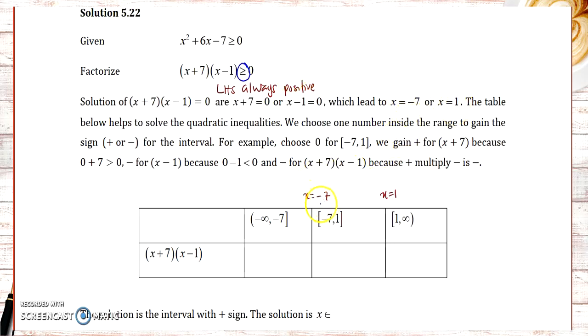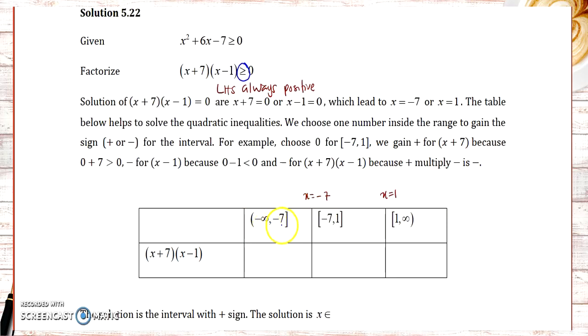So for numbers less than negative 7, it starts from negative infinity until negative 7, including negative 7. And then from negative 7 until 1, also including both numbers. And from 1 until infinity, also including 1. So we have 3 intervals. Now let us assign any x that is within each interval.